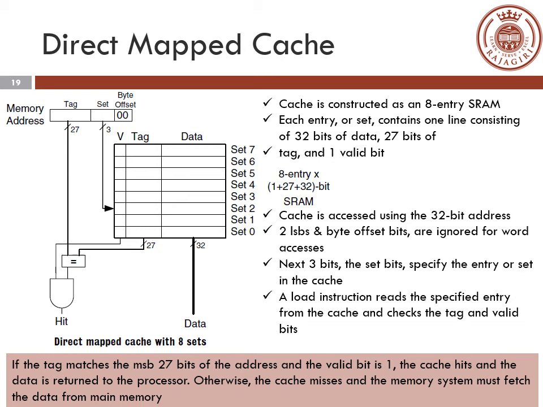It checks both, and if you find that all the 27 bits are the same, the equality comparator will give you a 1 value. Now if the valid bit is also 1, both 1s are given to the AND gate, it will give a 1 value, which means that it is a hit, meaning the data is valid and that address data is present in the cache, and you can take the data from the 32-bit data bus. So that's how you access a direct mapped cache, and that's how you understand whether it is a cache hit or cache miss.